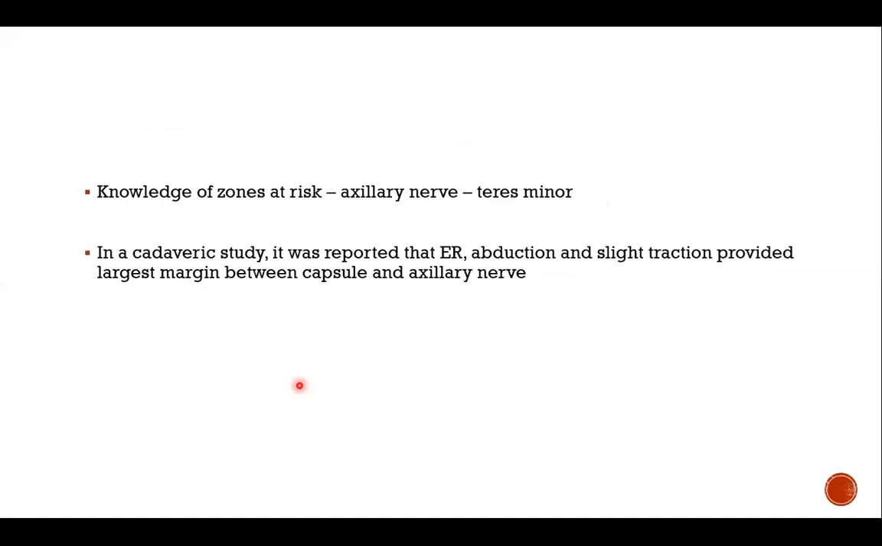Another important thing is to have knowledge of the zones of risk for the axillary nerve, which is usually the branch to teres minor, and it is present in close proximity to the inferior glenoid. It was reported that external rotation, abduction, and slight traction provide the largest margin between the capsule and the axillary nerve.